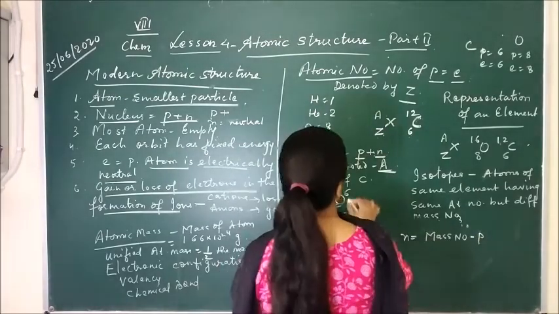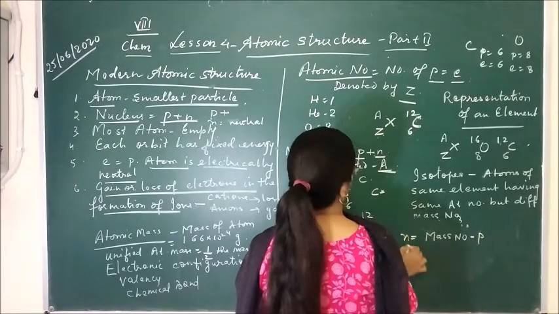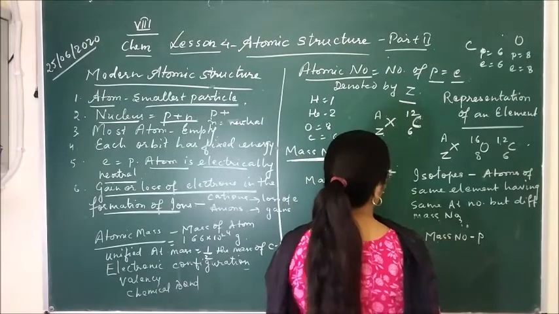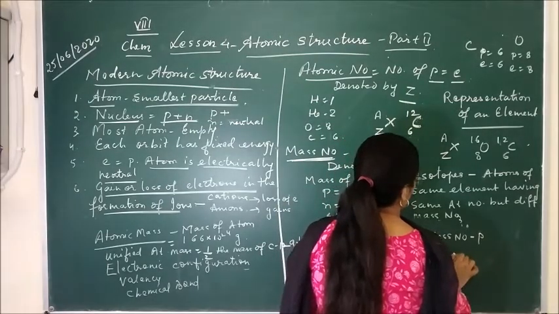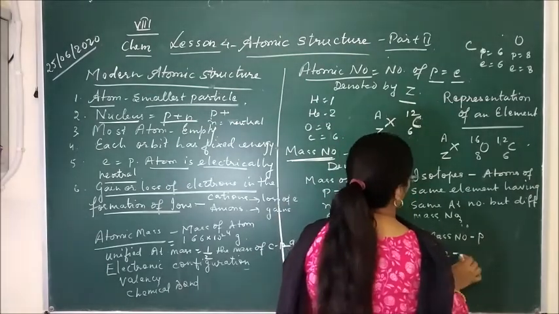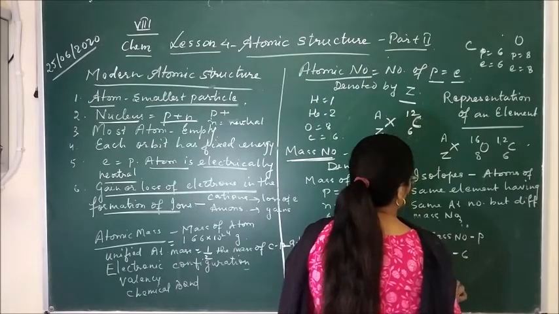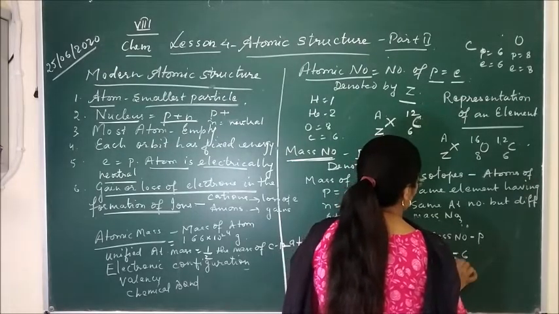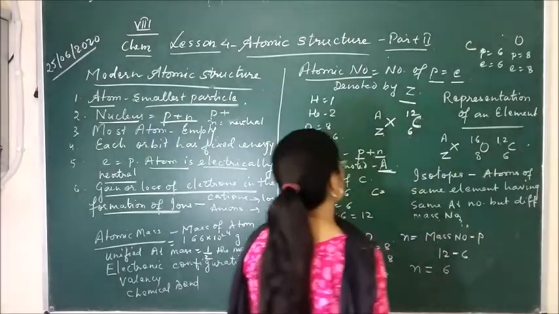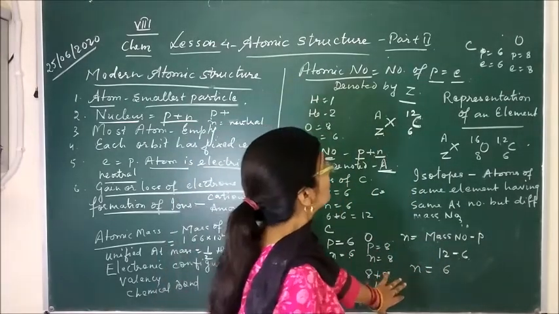Suppose we don't know the number of neutrons of carbon. If we know the mass number is 12, we subtract the number of protons, which is 6. So the number of neutrons we can calculate: 12 minus 6 is equal to 6. In this way we can also calculate the number of neutrons.